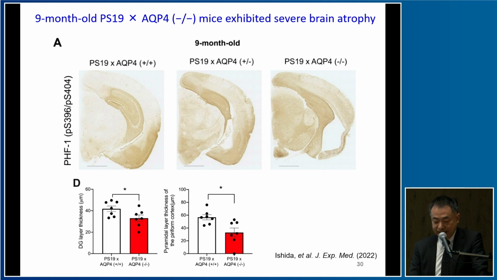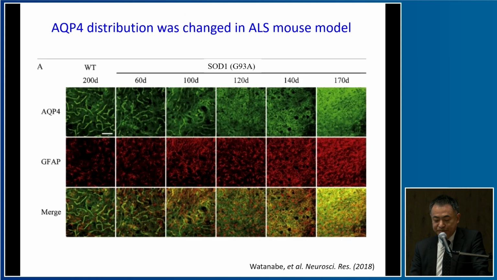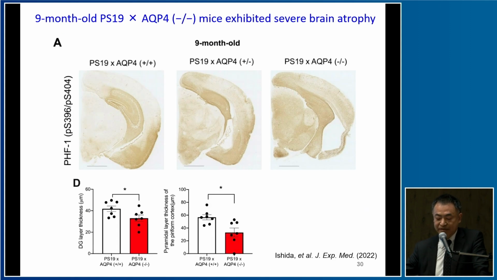Next, we use the PS19 transgenic model. This PS19 transgenic model has abnormal phosphorylation of tau. So we again combine this with aquaporin 4 knockout mice. And here, this is the PS19 itself at the age of 9 months old. And this is the PS19 and aquaporin 4 hetero.